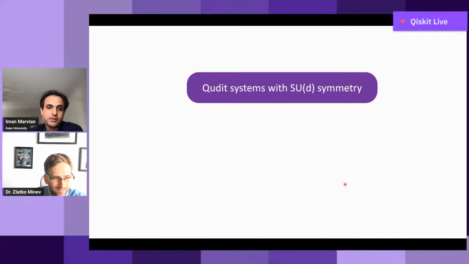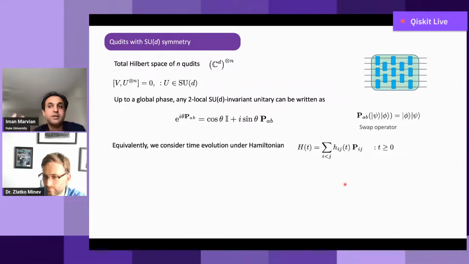So, this is again a very natural question. What happens with SU(d) symmetry, which is again relevant for many physical systems? So here, parameter d specifies the local dimension of each subsystem, so the dimension of each qudit, and it's also specifying my symmetries. So the total Hilbert space is n copies of C^d, n qudits, and then I look at a unitary transformation that commutes with U tensor n for arbitrary unitary U acting on a qudit.